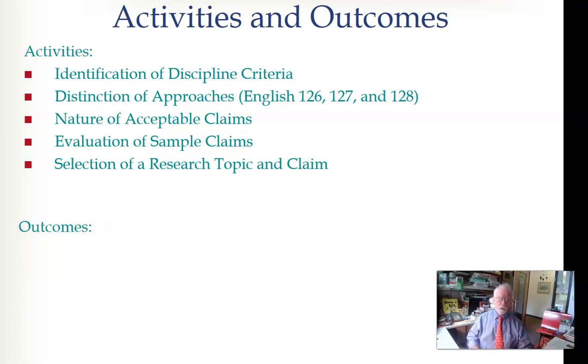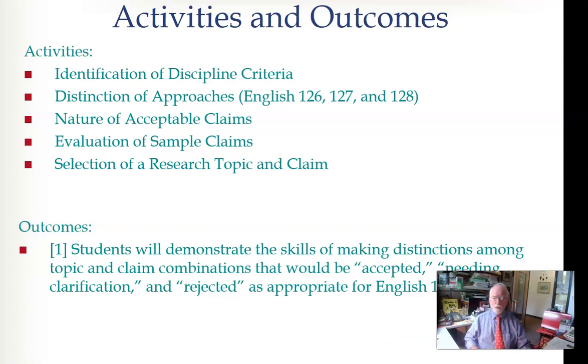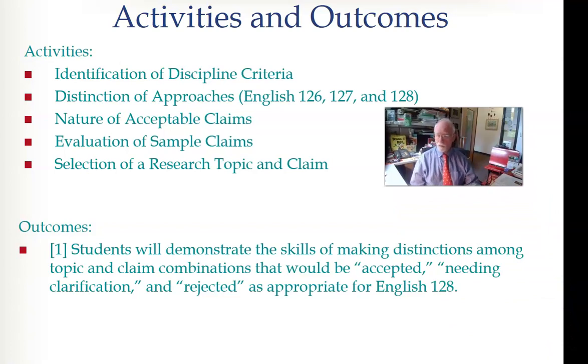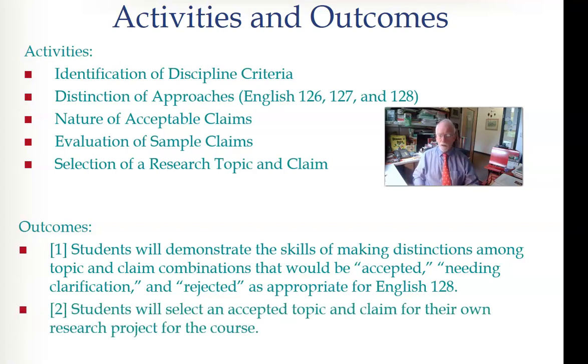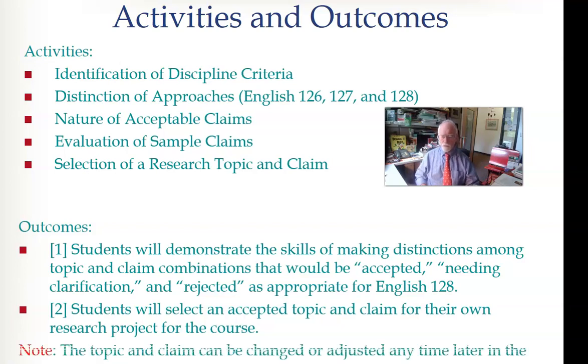So what are the outcomes that we'll be able to accomplish at the end of this first major module? First of all, students will be able to make distinctions among topic and claim combinations that would be acceptable, which ones would need clarification, and which ones would be rejected as being appropriate for English 128. Second, students will have an accepted topic and an accepted claim that they can use as they continue to do their research for the course. Now, we should note that the topic and claim can be changed or adjusted any time later in the quarter.